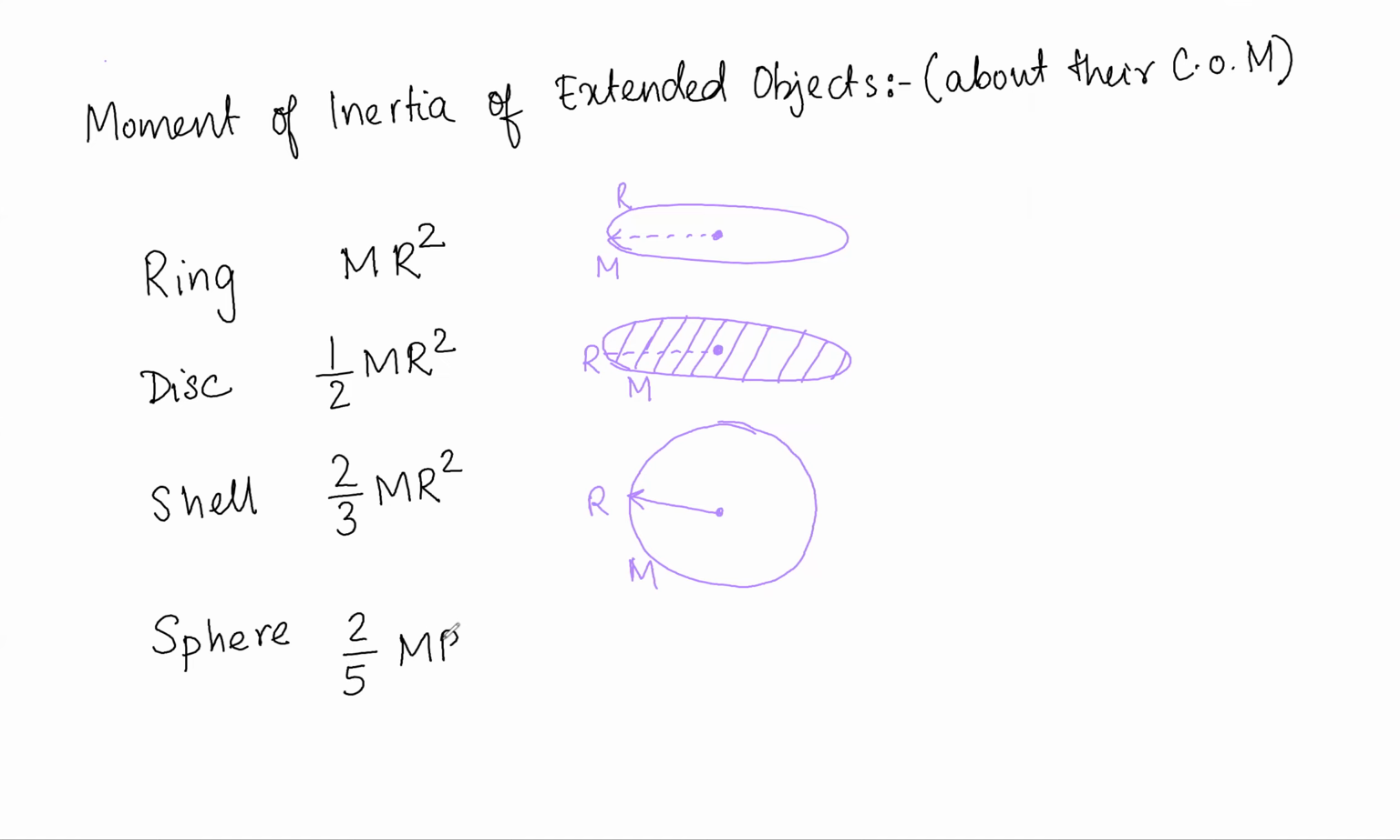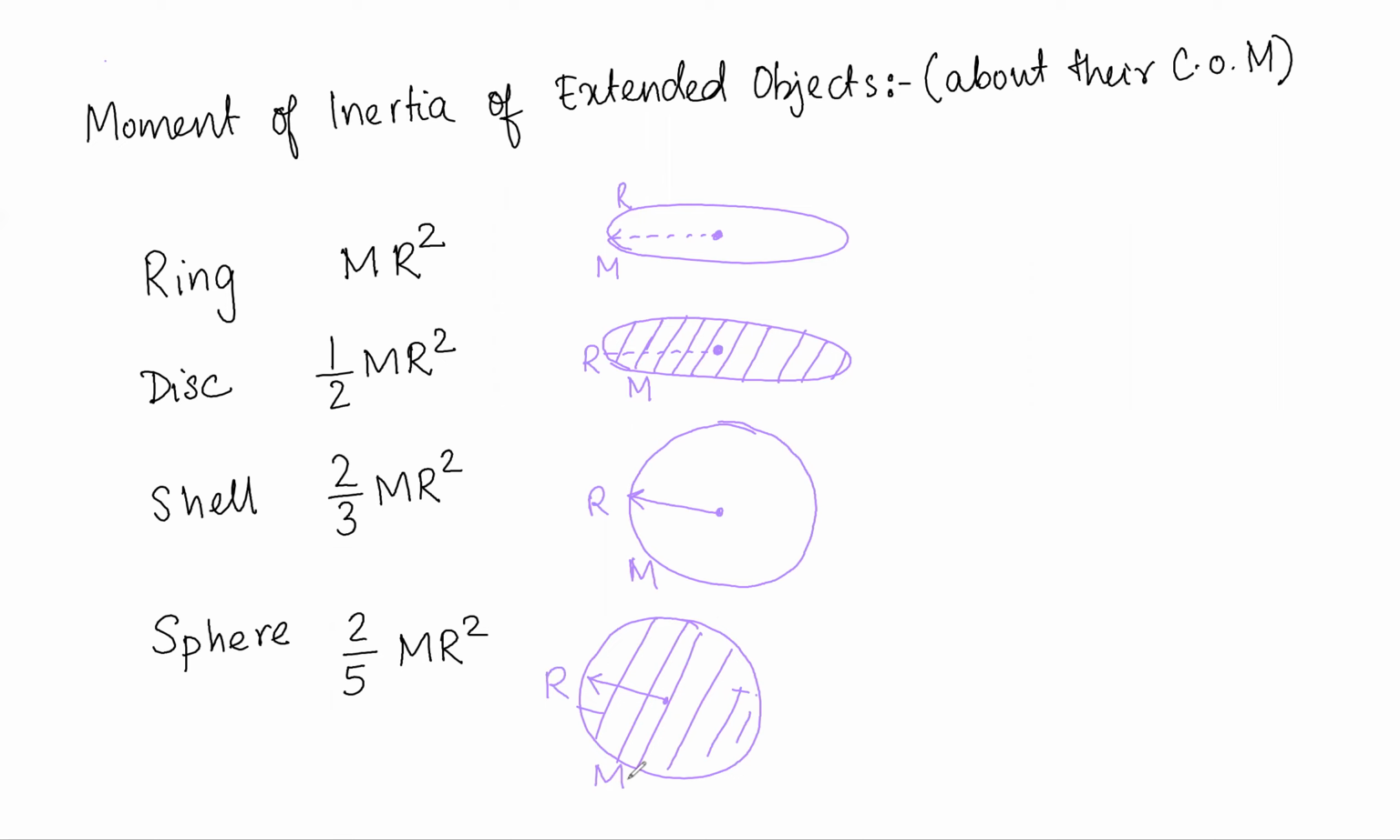For a sphere, the moment of inertia is 2/5 mr². A sphere and a shell look very similar to each other, except a sphere has mass all throughout it. The radius of the sphere is r. The mass of the sphere is m. And the moment of inertia of the sphere is 2/5 mr².